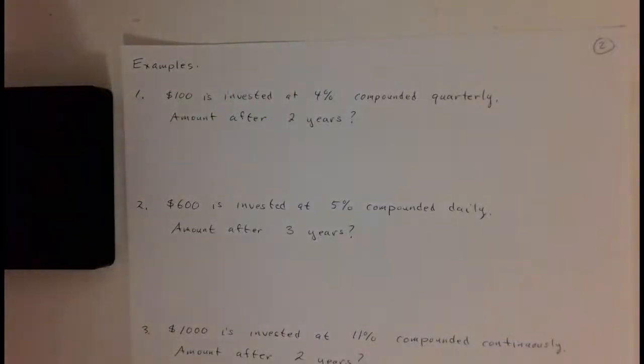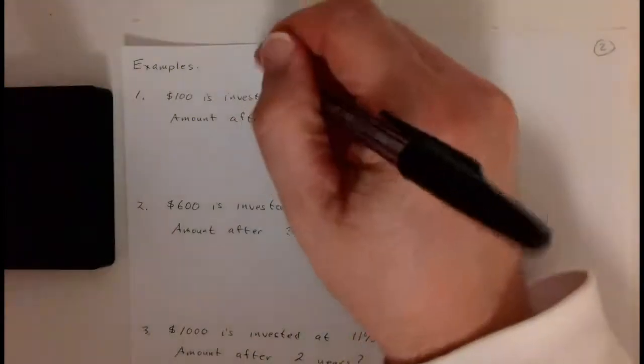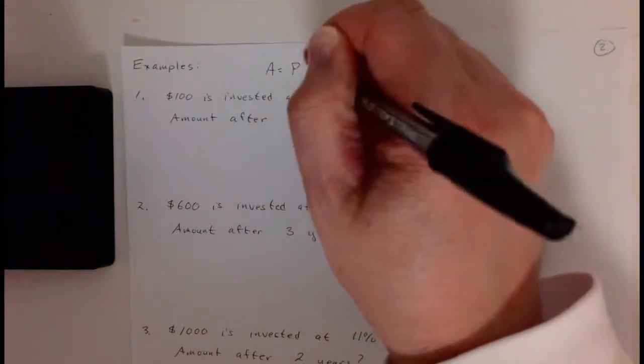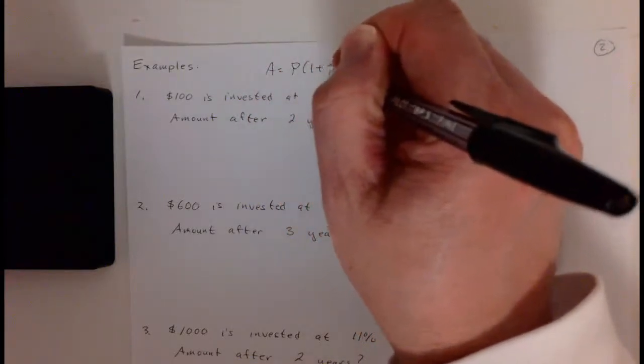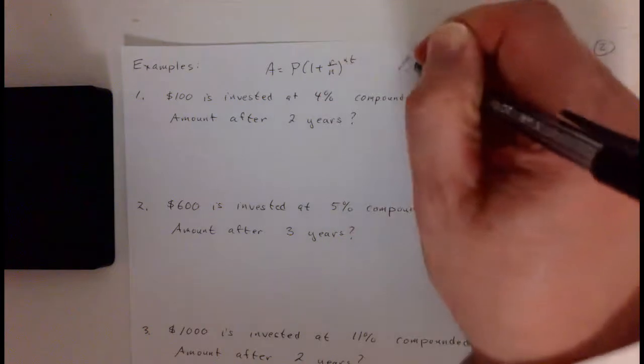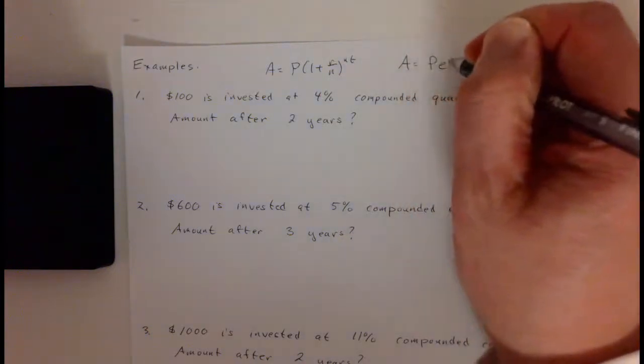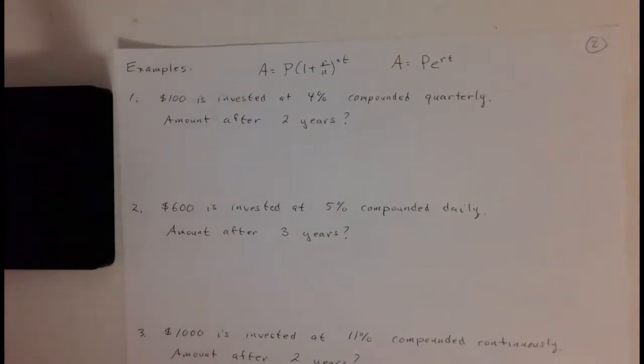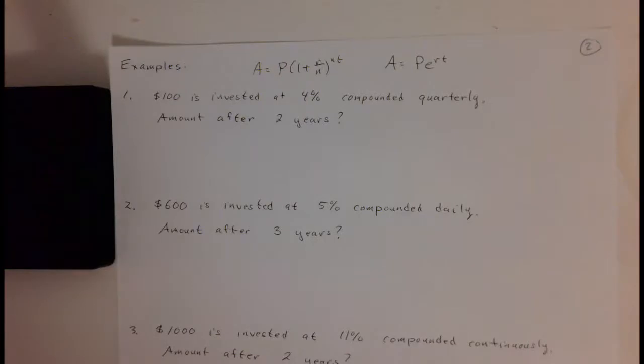So we're going to do a bunch of examples now, and you're going to be using one of these two formulas, depending on what is being asked. The key here is you want to ask yourself what variable or what letter am I asked to solve? So you read the problem very carefully.